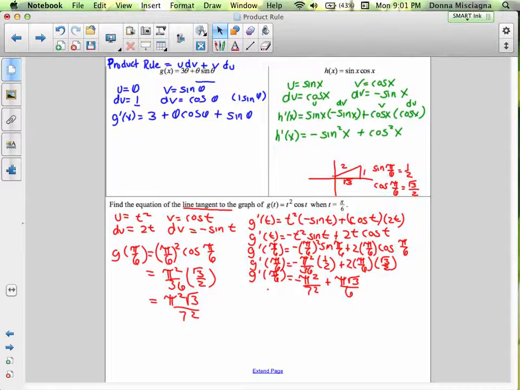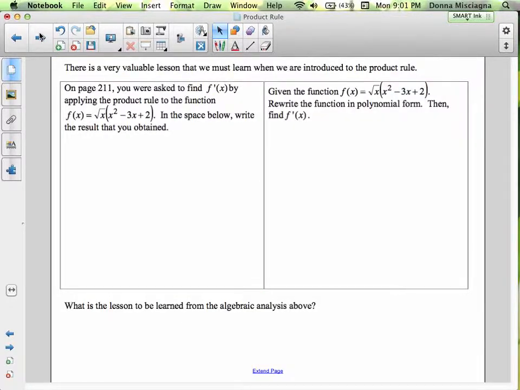But the most important thing was being able to find the derivative, and knowing what to do when you find the derivative. After this, it's plug and chug, but we'll plug and chug in class. It's a very valuable lesson we need to learn when we're introduced to the product rule.